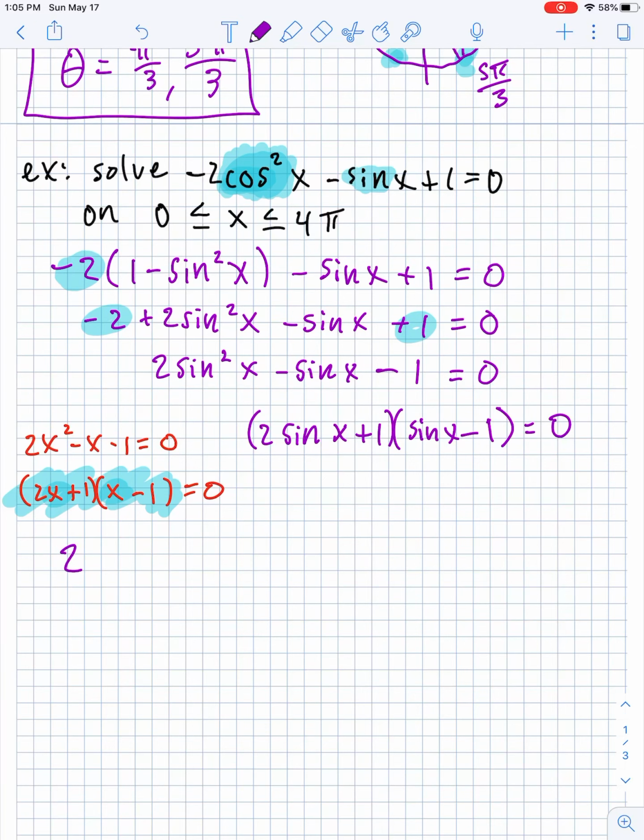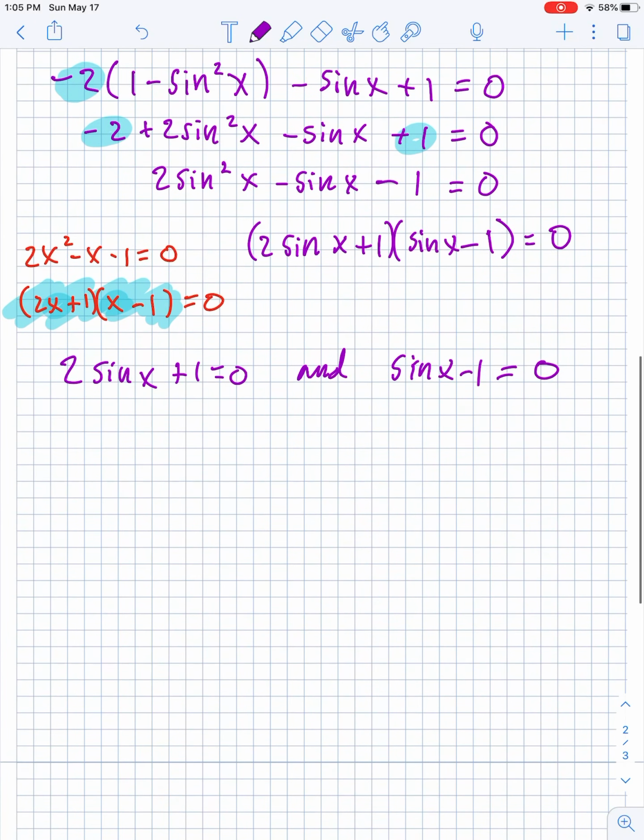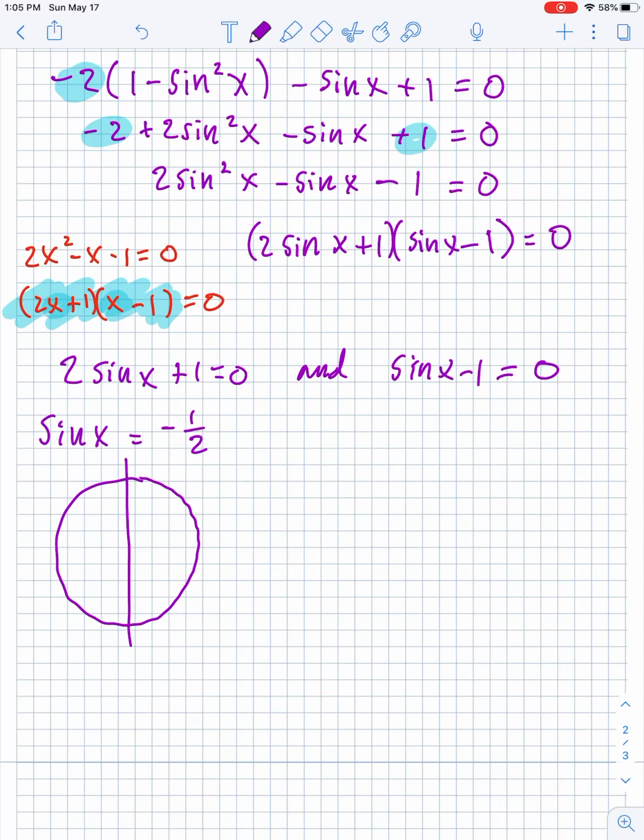We say 2 sine x plus 1 is equal to 0, and sine x minus 1 is equal to 0. So we have to solve both of these separately. Once again, get the sine part by itself. With the left-hand one, you would subtract 1 and divide by 2 to get sine of x is equal to negative 1/2. Now that negative 1/2 should look familiar because that's a side in a 30, 60, 90 triangle. So we need to figure out where on the unit circle you have sine values of negative 1/2.